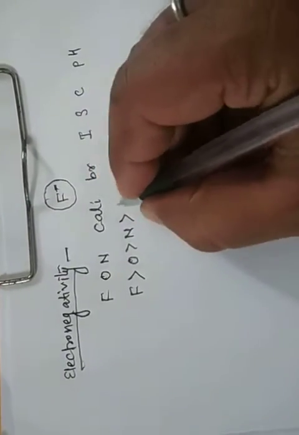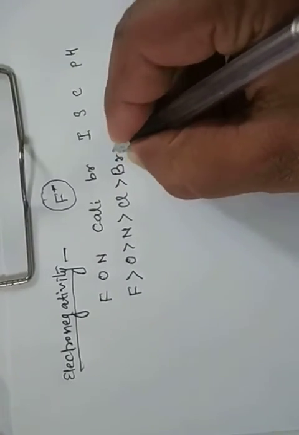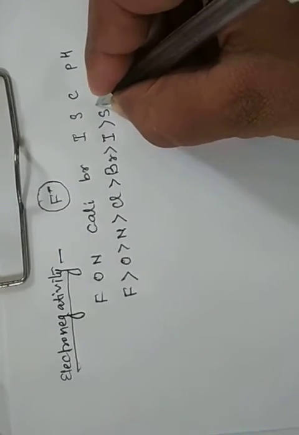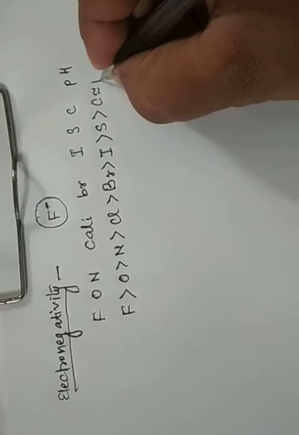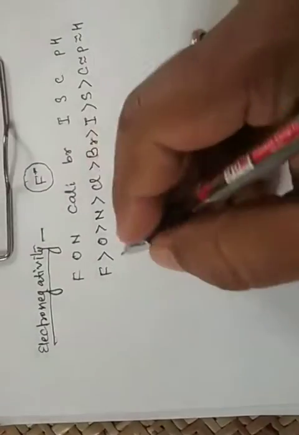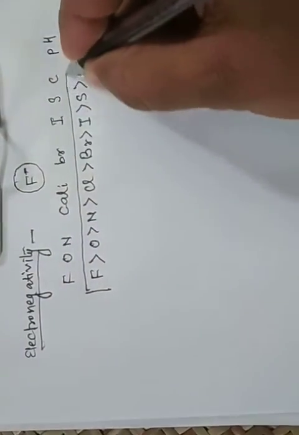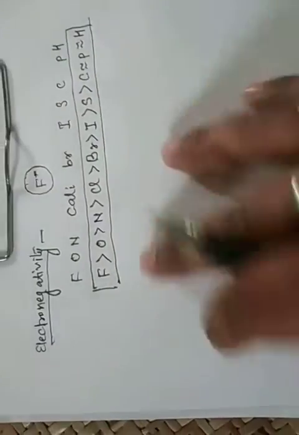Then chlorine, then bromine, then iodine, then sulfur, and carbon is approximately equal to phosphorus, which is approximately equal to hydrogen. Clear? Now this is the electronegativity order. So just learn it. This is the first topic.